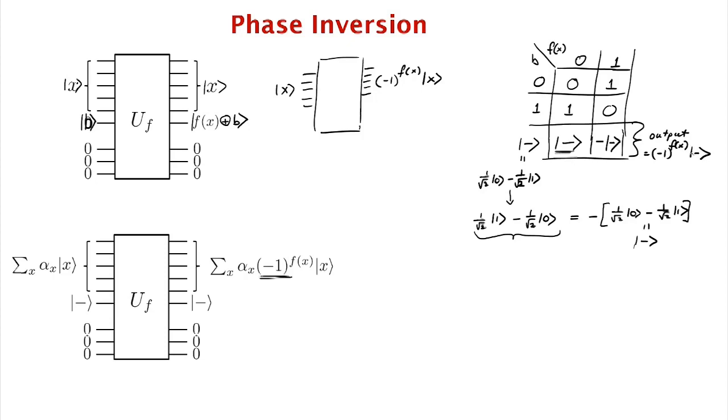Okay, but now, this phase of minus 1, we can associate either with this state or up here. It doesn't make any difference, right? Because we are saying that the output is really the sum over all x of alpha x, x, and then we have a minus 1 to the f of x. But we can rearrange this phase and put it up here. It makes no difference. And that's what we did up here. Okay, so that's phase inversion.